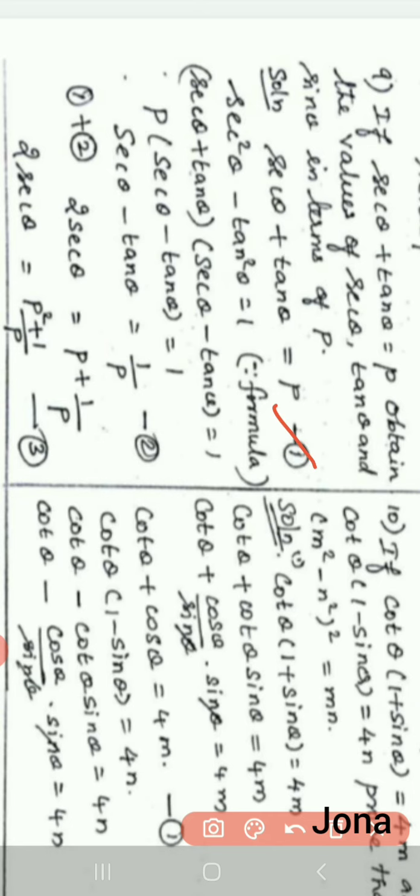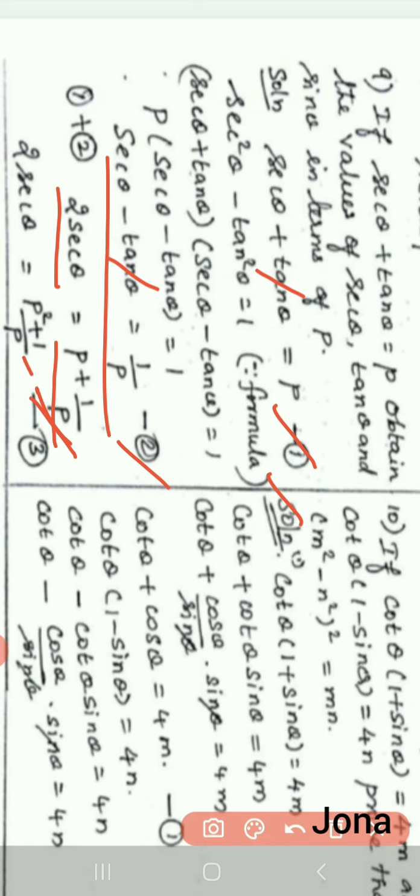Already we have the first equation secant theta plus tan theta equal to p. Here now I got secant theta minus tan theta equal to 1 by p. I want to add both the equations so that I can cancel this tan theta and tan theta. So 2 secant theta on the left hand side, on the right hand side I had p plus 1 by p. So if we take LCM for this I can get p square plus 1 divided by p. 2 secant theta equal to this one.